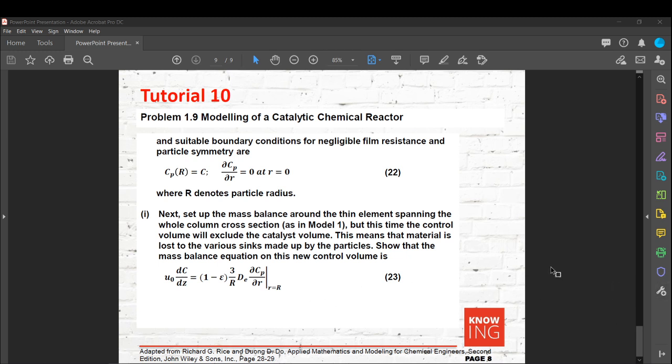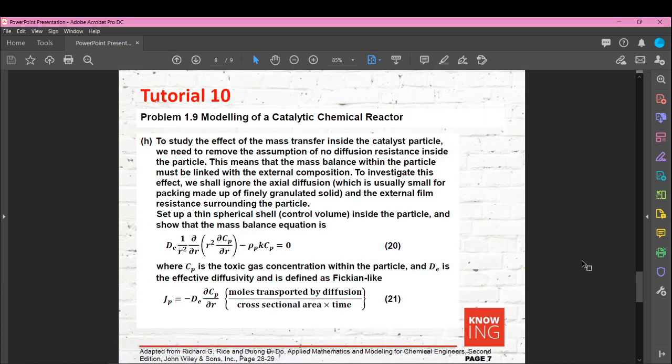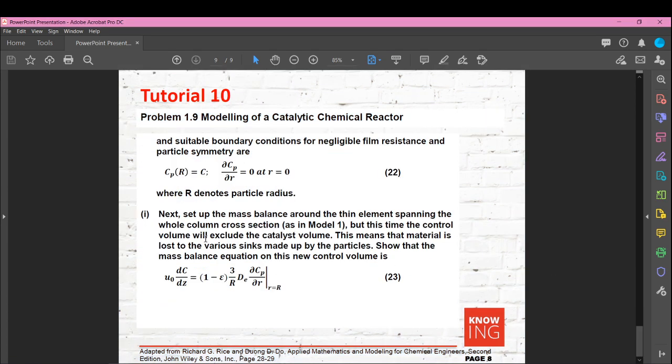Now the final question: next, set up the mass balance around the thin element spanning the whole column cross section as in model 1, but this time the control volume will exclude the catalyst volume. This means that material is lost to the various sinks made up by the particles. Show that the mass balance equation on this new control volume is this.